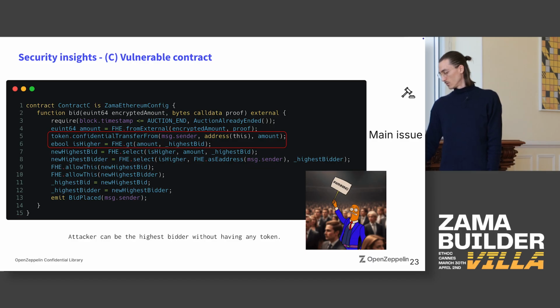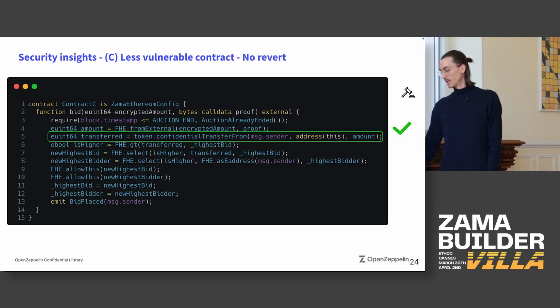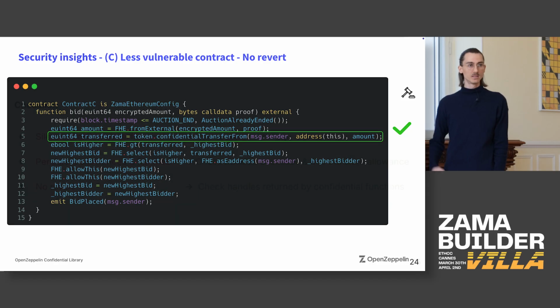So to solve this, again, it is super important to read what has actually been transferred. When you know what has actually been transferred, you could use FHE greater than and select, and you could do a safe path. And then only if the bid is the highest, you could be the highest bidder.